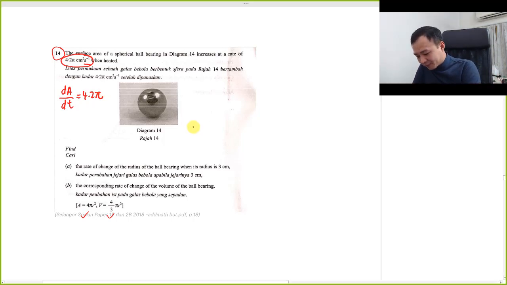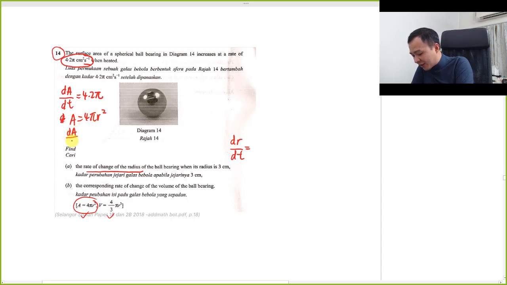Alright, so the question asks me to find the rate of change of the radius. How to write this? I always tell my students, if you see the word rate, basically you write dt at the bottom. Rate of change of radius means dr over dt. In order to get dr over dt, I can use any information I have. Over here, dA over dt, right? So maybe I will take the area formula first. Area equals 4 pi r squared. Definitely I can differentiate my area, right? dA over dr equals 8 pi r.